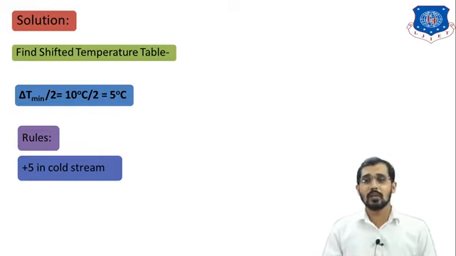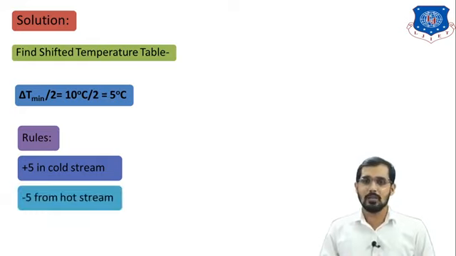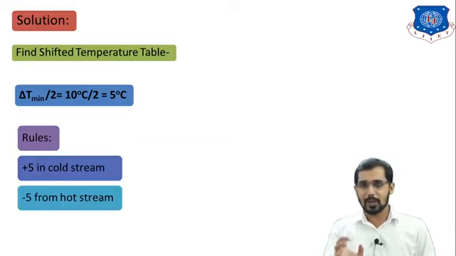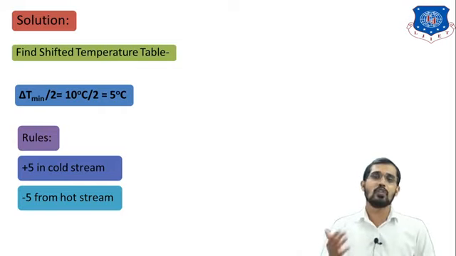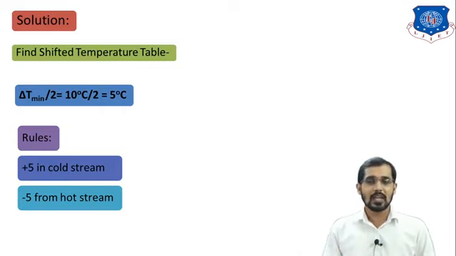That's why we are removing 5 from the hot stream and adding 5 in the cold stream. According to the rules, you have to find how much temperature you are going to reduce or add in those streams. That can be found by using delta T minimum by 2, which is 10 degrees Celsius by 2, equal to 5 degrees Celsius.